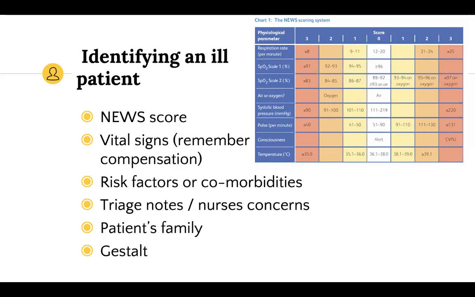Other things to look at for identifying an ill patient are risk factors. So certain risk factors a patient might have, or comorbidities. For example, the patient has cancer, or a patient with possible myocardial infarction. You need to look at whether they have other blood-related comorbidities.